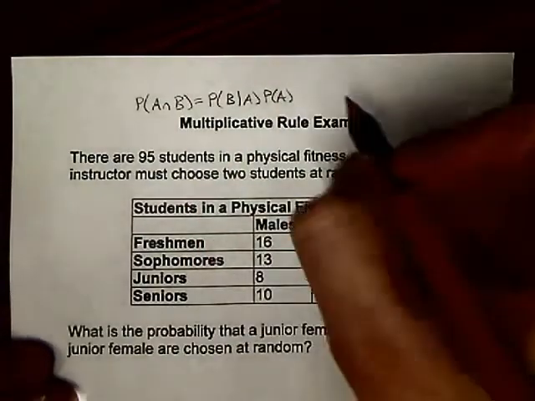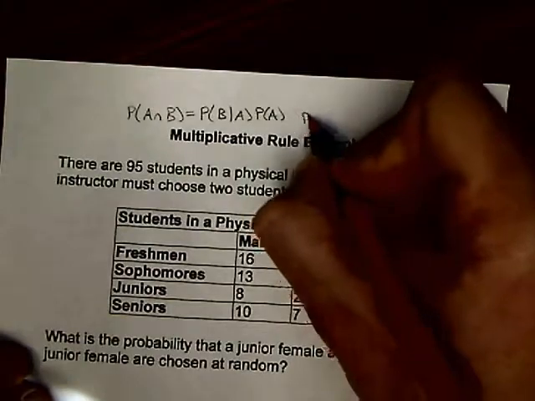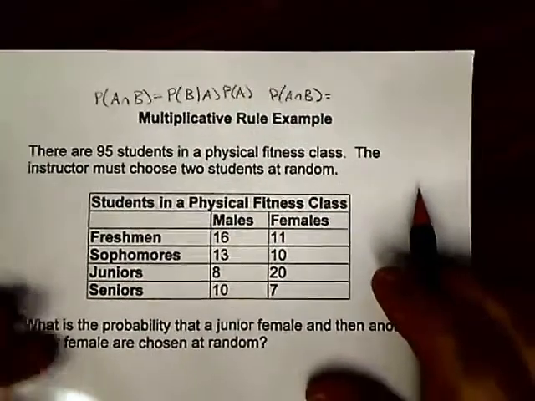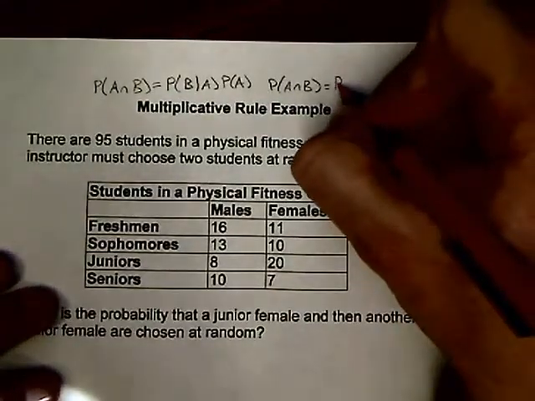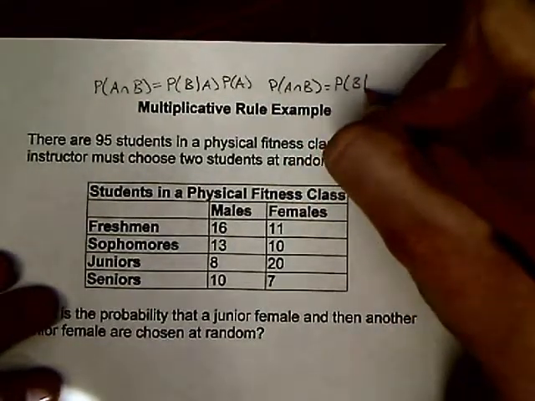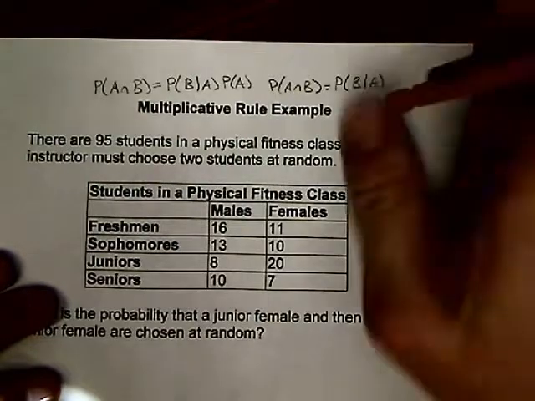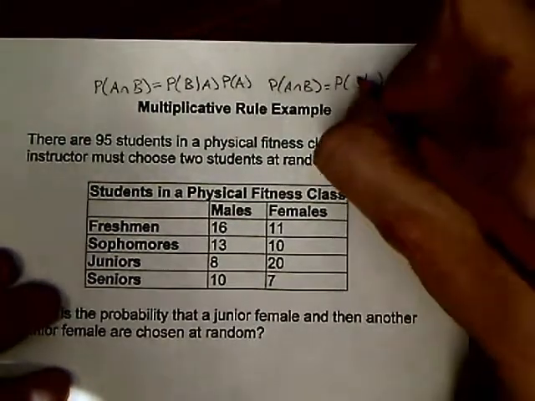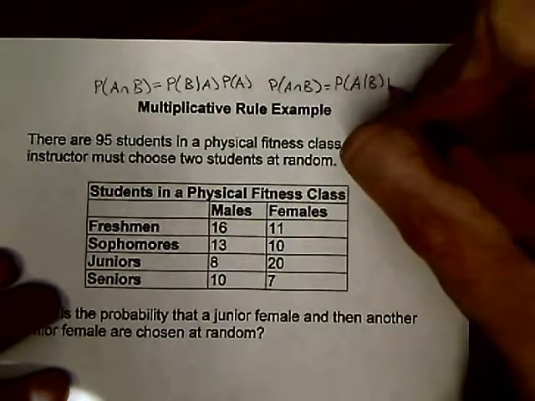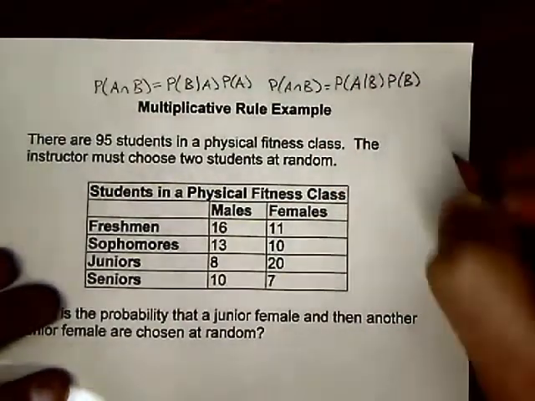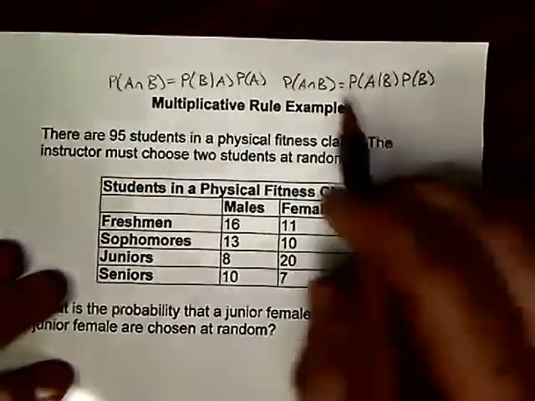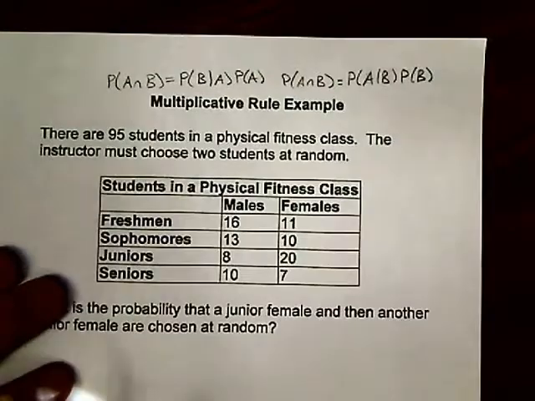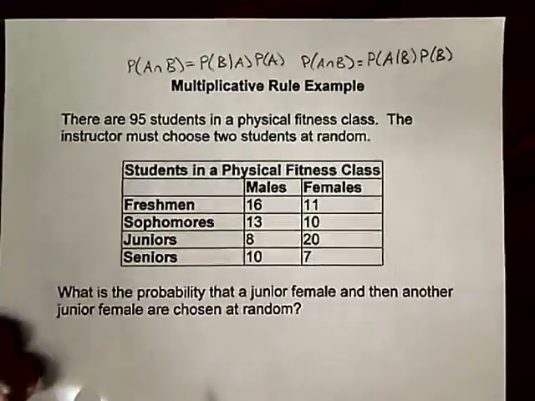Now that's one representation of it. The other representation is that the probability of A intersect B equals the probability of A given B times the probability of B. Both of these are results of the conditional probability rule that you have studied up to this point.